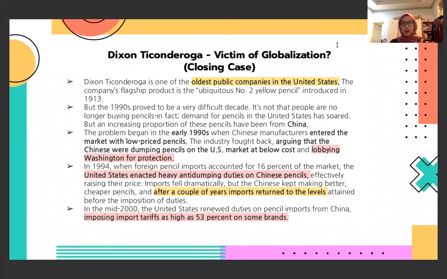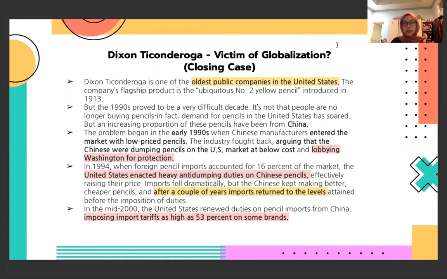Thank you. My name is Nadhira Kamila, and I'm going to discuss the closing case of this chapter, titled Dixon Ticonderoga, Victim of Globalization. Dixon Ticonderoga is one of the oldest public companies in the United States. The company's flagship product is the Ticonderoga No. 2 yellow pencil, introduced in 1913. But the 1990s proved to be a very difficult decade. It's not that people were no longer buying pencils; in fact, demand for pencils in the United States soared. But an increasing proportion of these pencils have been from China.